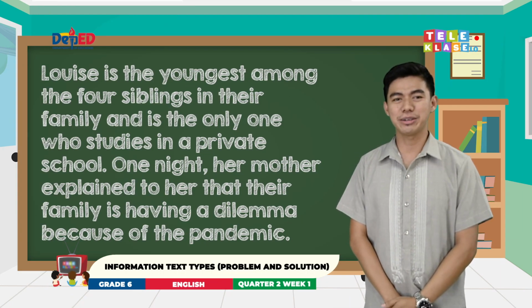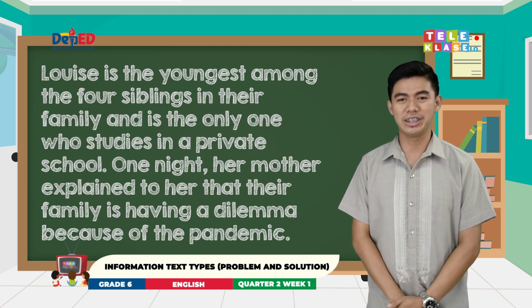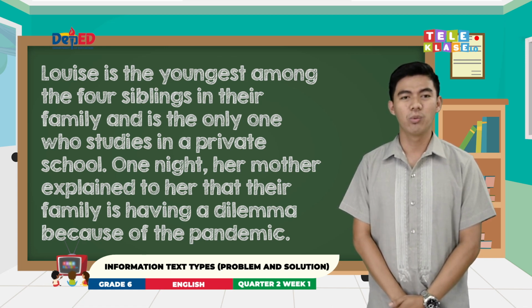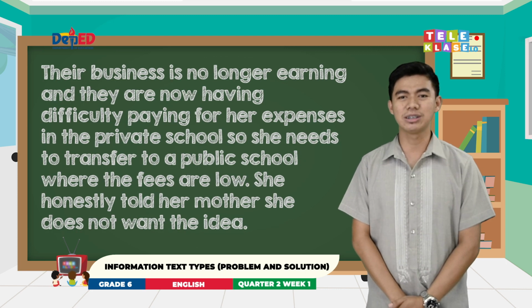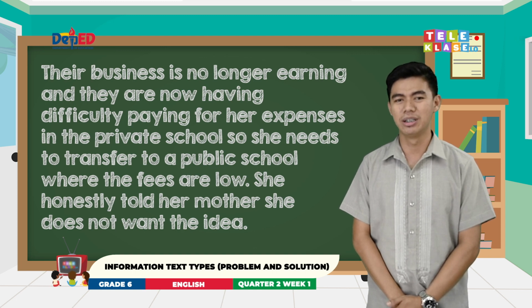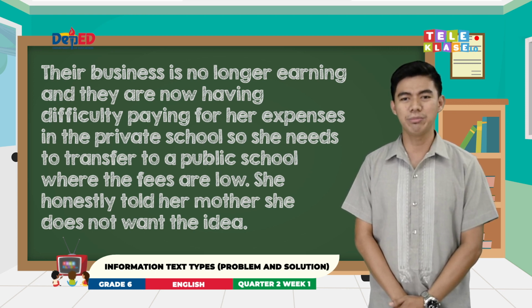Louise is the youngest among the 4 siblings in their family and is the only one who studies in a private school. One night, her mother explained to her that their family is having a dilemma because of the pandemic. Their business is no longer earning, and they are now having difficulty paying for her expenses in the private school, so she needs to transfer to a public school where the fees are low. She honestly told her mother she does not want the idea.